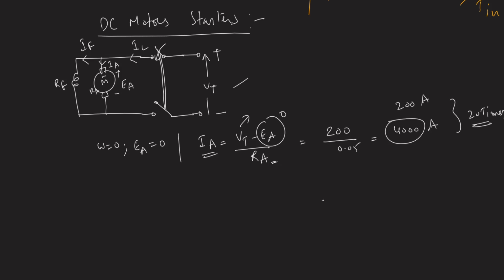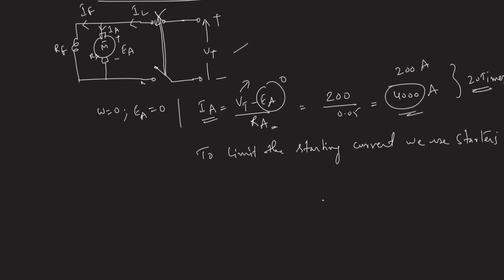So what we actually do is, instead of directly connecting the motor to the supply, to limit the starting current, we use starters, right? So what are starters actually? Starters simply connect a series resistance in the armature circuit. So again I'll draw this armature circuit like this.